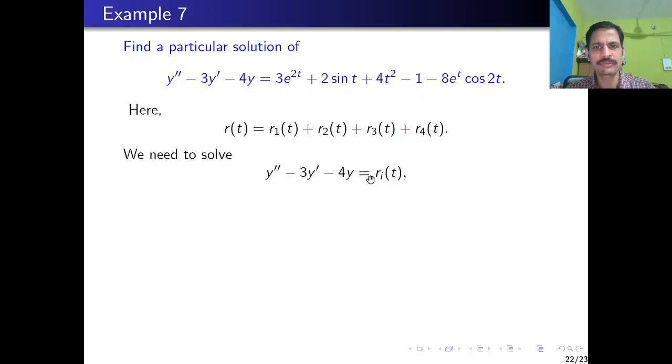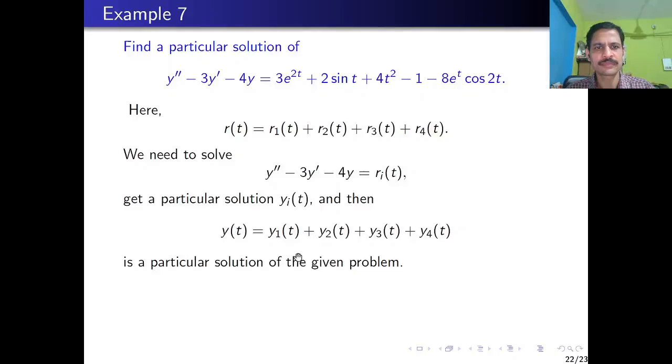We need to solve each of them. That is, we have to solve y double prime minus 3y prime minus 4y is equal to Rit. And for each of these, we get a solution y1t. And then the final solution yt is given by y1t plus y2t plus y3t plus y4t. Each yit is a particular solution of this kind of ordinary differential equation.